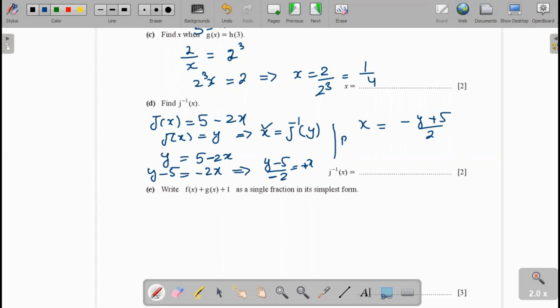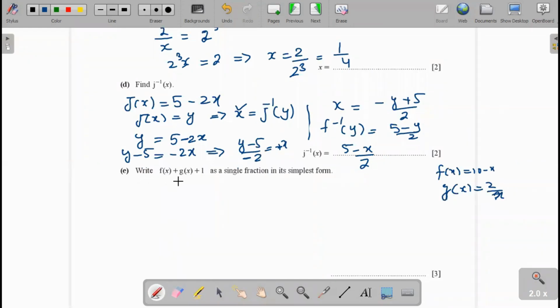Now we replace, and that x will be equal to g inverse of y. We can write it as g inverse of y, and that is equal to 5 minus y over 2, and we replace y by x, that value becomes g inverse of x equal to 5 minus x over 2, and this is the answer.